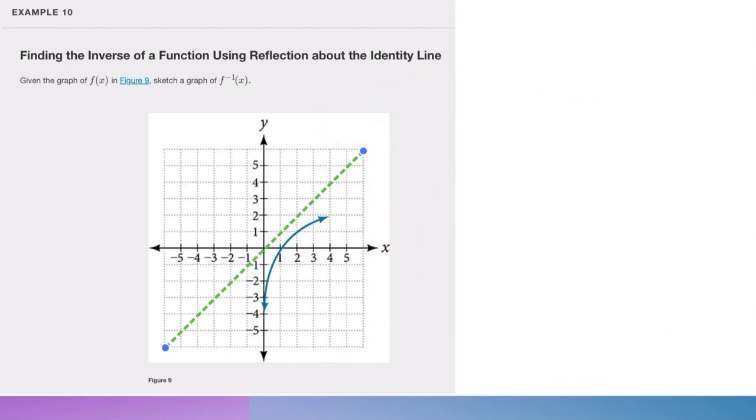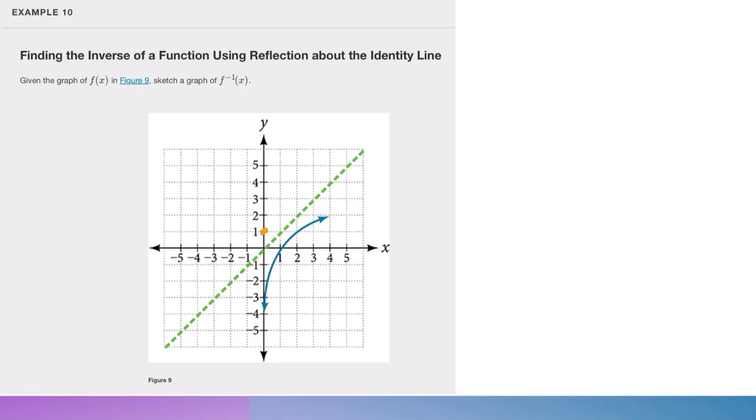We can plot some points. For instance, one point on the original is (1, 0), so on ours, it's going to show up as (0, 1). You basically switch the x and the y. Let's choose a different color and see if I have any other points.